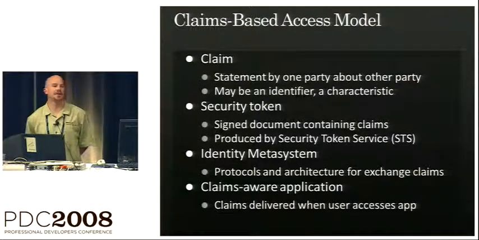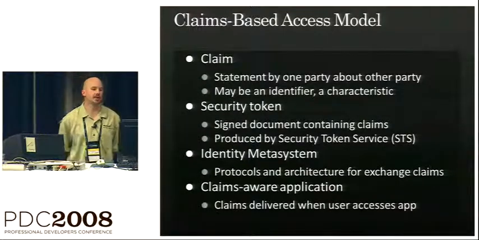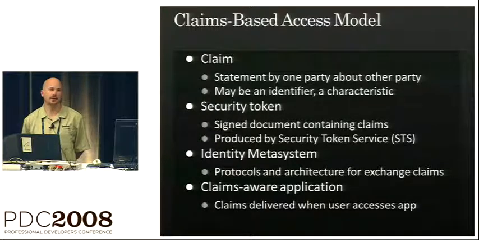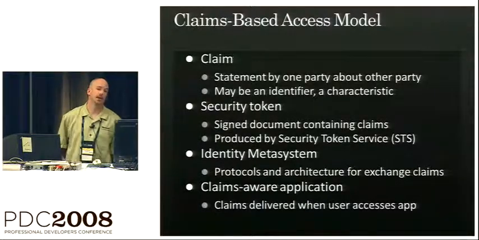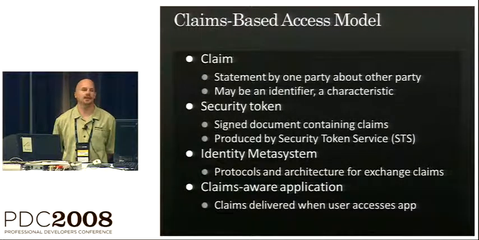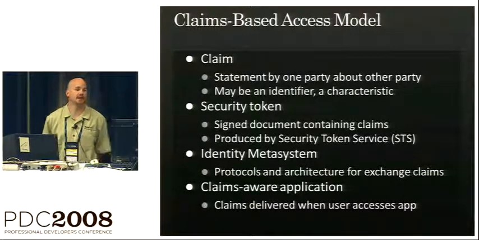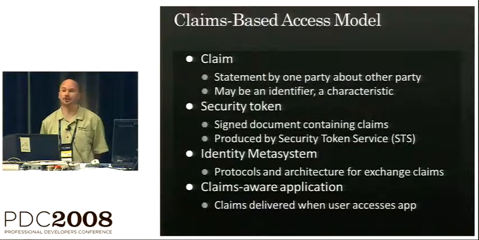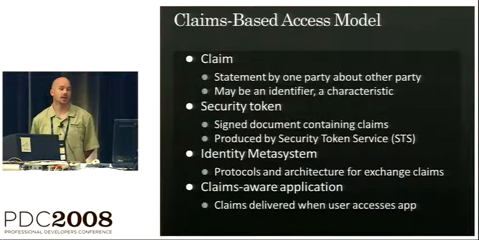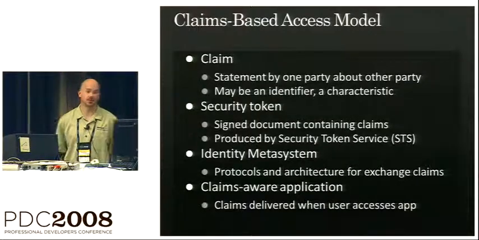A security token is simply a collection of those claims collected into a document that's generally signed by an issuer and produced by a security token service, also known as an STS, as I'll refer to it throughout the rest of the talk. The identity metasystem is the system of protocols and components that facilitate the exchange of tokens between identity issuers and applications that consume those claims and tokens. And finally, a claims-aware application is one that can consume claims natively, understands how to use claims to offer access and authorization to its users.